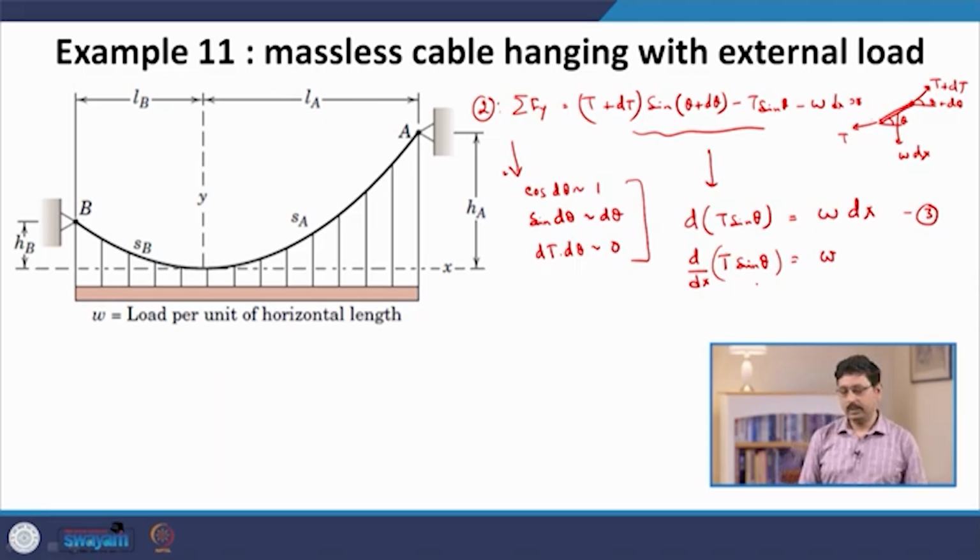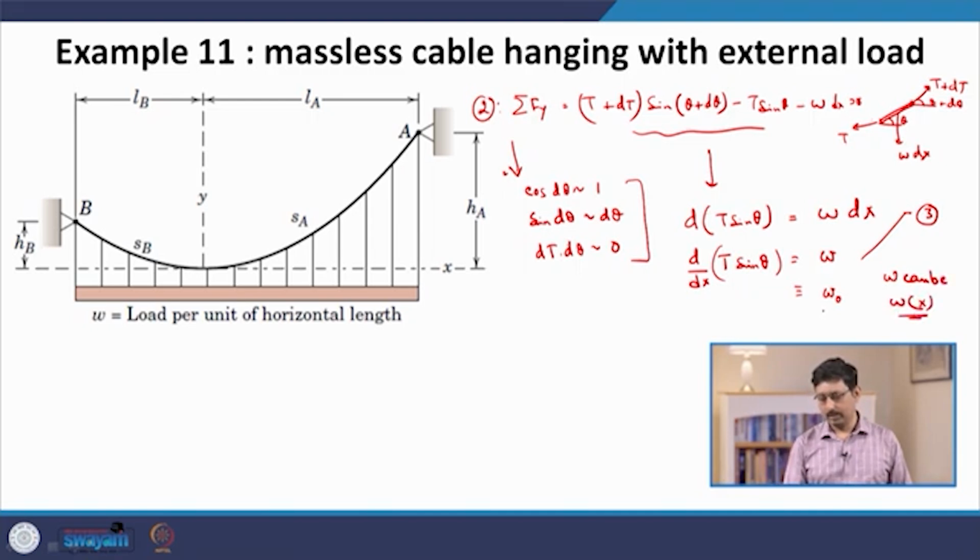Now, let us reflect on what we have done so far. We have applied the force balance conditions and we got equation 3, and we got this condition. Now, in the given problem, it is given that this W is constant. So, to emphasize that, let us call it W naught, but note that in general W can be a function of x, but in this problem W naught is constant, it is a constant force load applied per unit length.